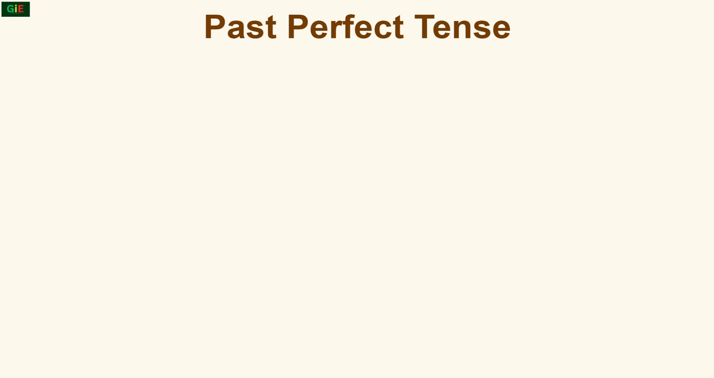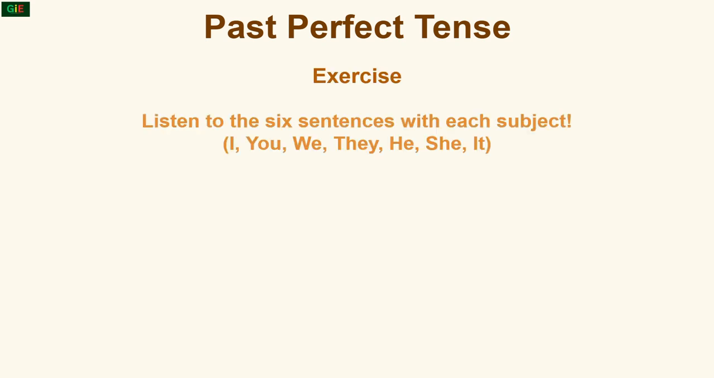Past perfect tense. Exercise. Listen to the 6 sentences with each subject. I had marked the attendance before the exam. You had marked the attendance before the exam. We had marked the attendance before the exam. They had marked the attendance before the exam. He had marked the attendance before the exam. She had marked the attendance before the exam. It had marked the attendance before the exam.